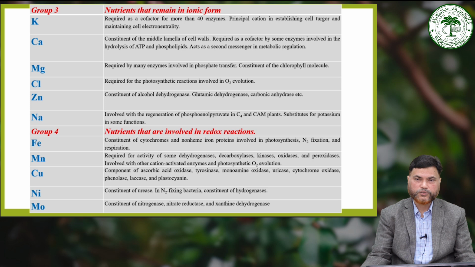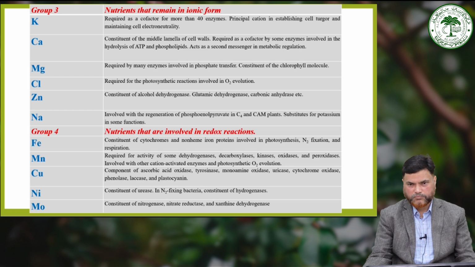Now, group third nutrients generally contain potassium, calcium, magnesium, chloride, zinc and sodium, and they are generally in ionic form within the biological system. Potassium, the first element in group third, serves as a cofactor for more than 40 enzymes and is the principal cation responsible for establishing cell turgor pressure and maintaining cell electroneutrality.